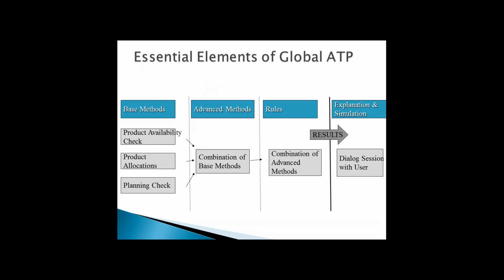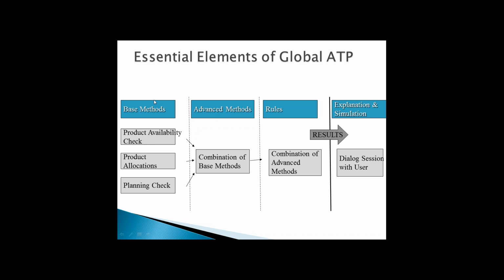So what are the essential elements of GATP? There are three base methods available in GATP. First one is product availability check. The next one is product allocations. And the third one is planning check. If you combine more than one base method, that is nothing but an advanced method in GATP.